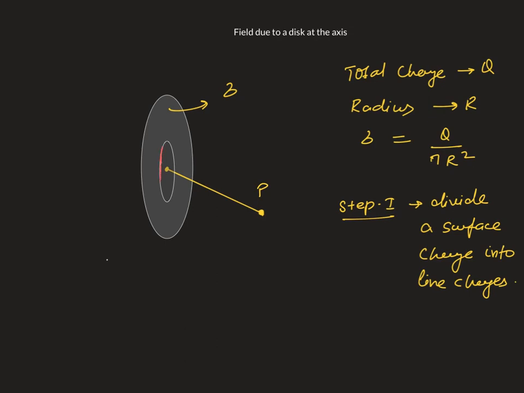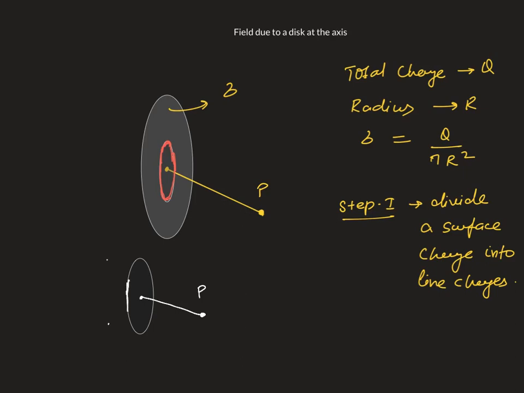and this is the ring here, and I've got a line charge now. I can take the ring separately and then take the axis and same point P, and I can very easily find out the field due to the ring. Now how do we find out the field due to the ring? So first we need the charge on the ring.